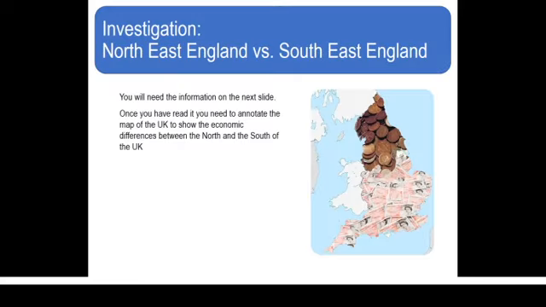In your booklet you've got a map of the UK, and you might need to add some text boxes around this as you complete the work. But what I want you to do is annotate the north and the south to show what the differences are and the reasons for it. And you'll need to use this information to do so. These information sheets will also be uploaded as a Word document so that you can have access to these while you work.